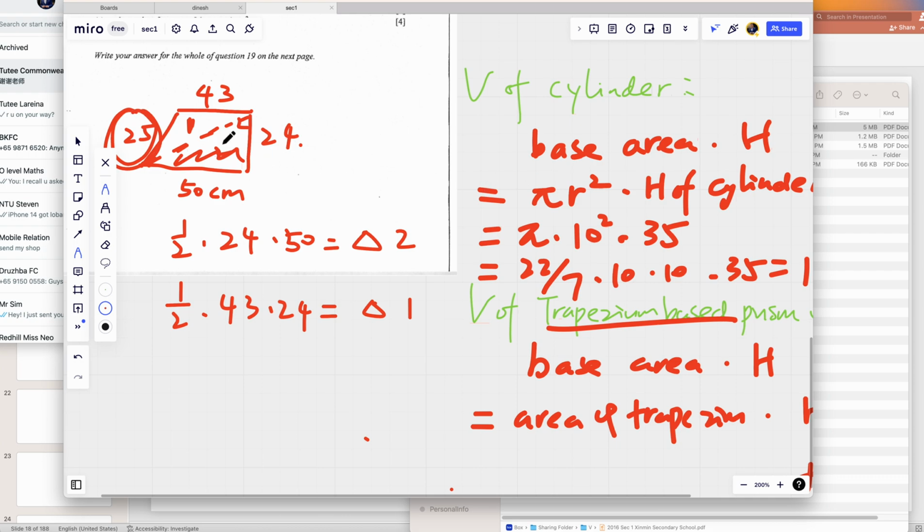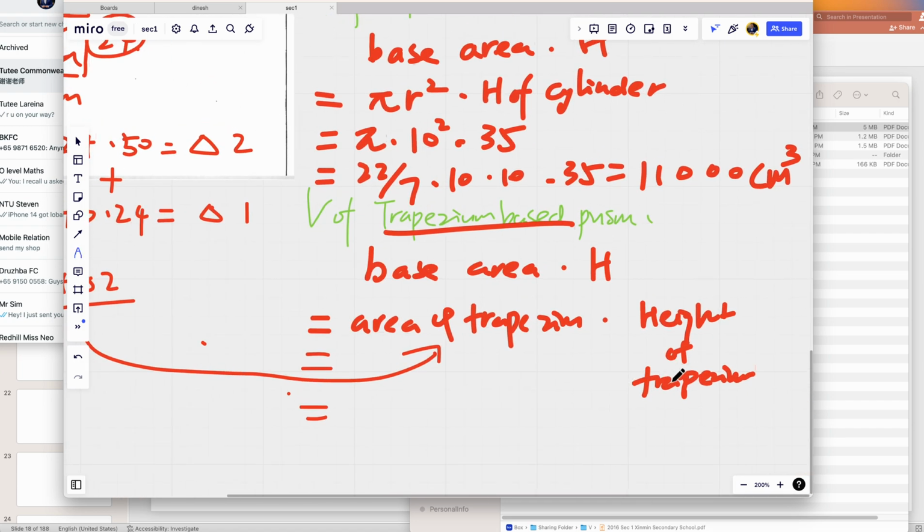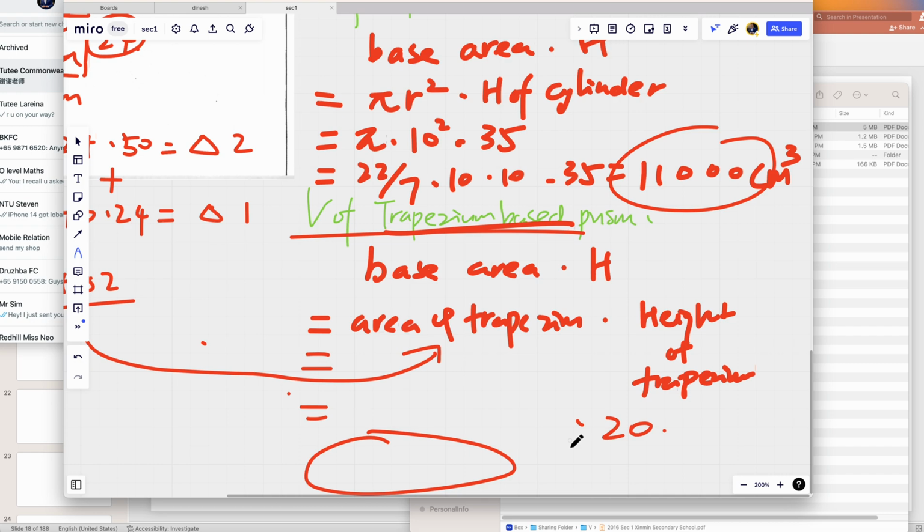Yes. So for the triangle 1, it is base times the height, which is 24. 25 is not the height. 25 is just the length of the side, right? So you just add these two up. You will get the area of the trapezium, and then you just times the height of the trapezium, which is 20. And that will give you the volume of this. Then you just add this with the volume of this. That will be the total volume.